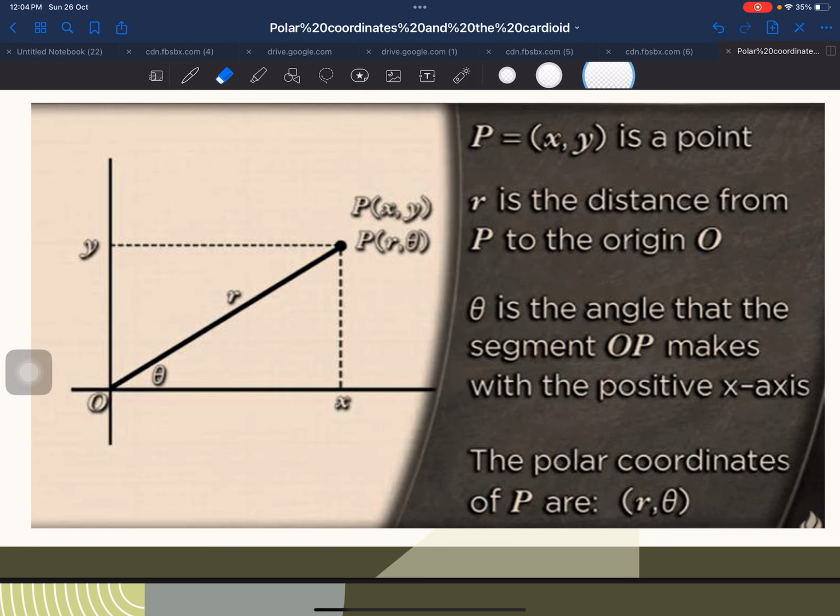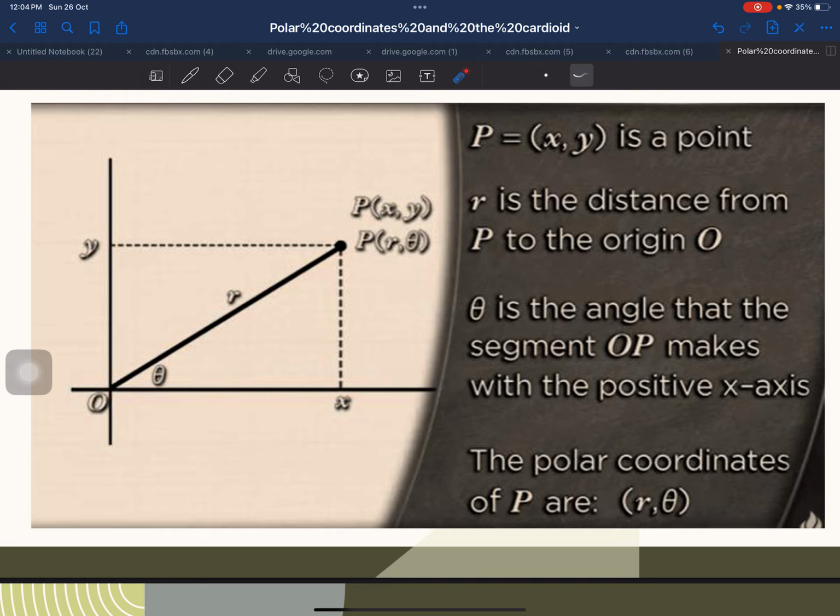Okay, so here's how it goes. Imagine you have a point x, y sitting on the plane somewhere. Well, we define the r value to be the distance from P to the point of origin. And then we define theta to be the angle the line joining the origin and point P makes with the positive x-axis. So this is angle theta.